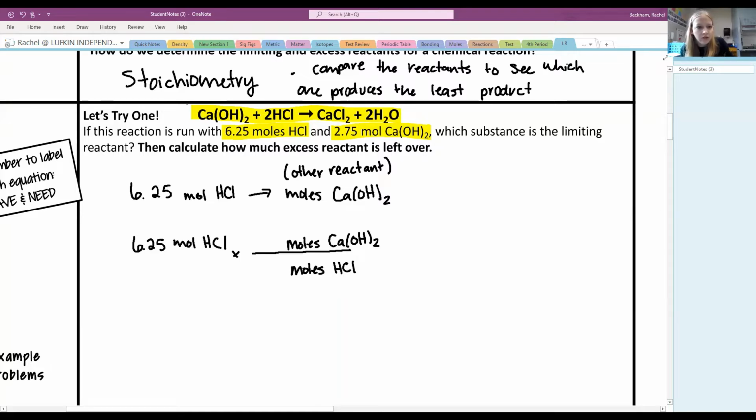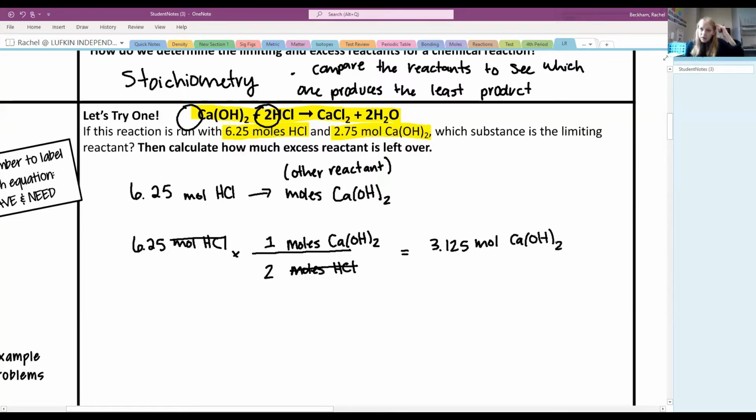So if you notice, we're going to use the coefficients in the balanced equation. So look at the coefficient in front of calcium hydroxide, and there's an invisible 1 there. Look at the coefficient in front of HCl, and there's a 2 there. Our moles of HCl will cancel out. And so it's just going to be 6.25 times 1 over 2. So go ahead and calculate that if you haven't. 6.25 divided by 2. 3.125 moles of calcium hydroxide.